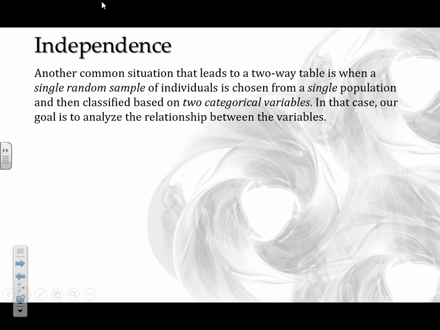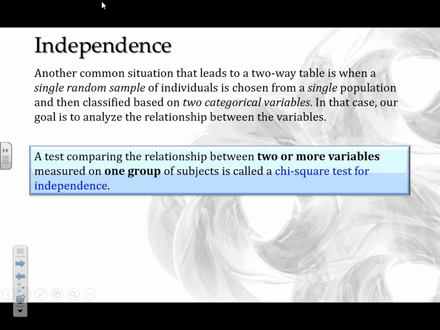So our question now becomes whether or not there's a relationship between the variables. So our test for independence occurs when we run into this specific scenario. So when we want a test that compares the relationship between two or more variables measured on one single group of subjects, we're running a chi-square test for independence.